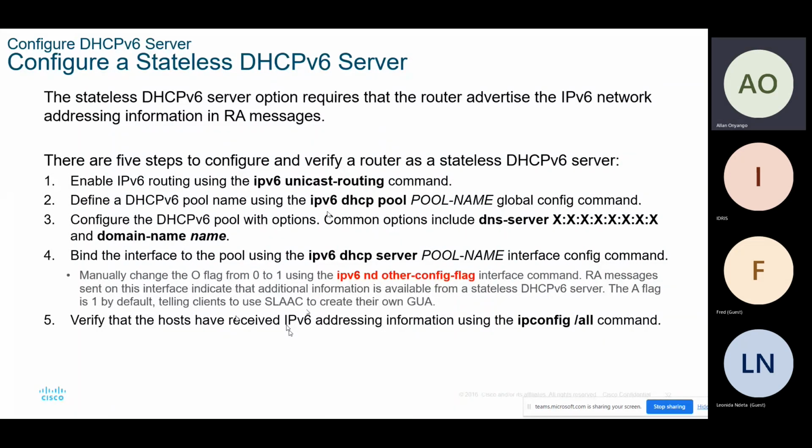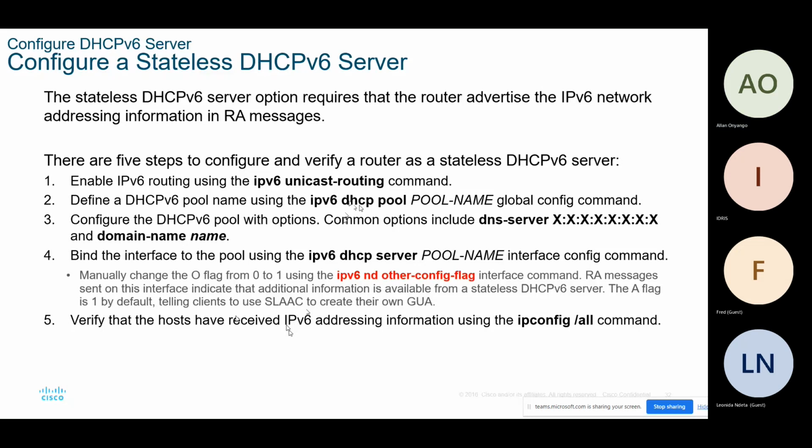Enable IPv6, create the pool, configure the pool options, and then, by the way, you need to bind the pool to the interface. The interface you're setting for SLAAC, that's a very important point I forgot there. You must bind the interface to that particular pool. And the command is ipv6 dhcp server, and then you put the name of the pool. This is done on the interface.